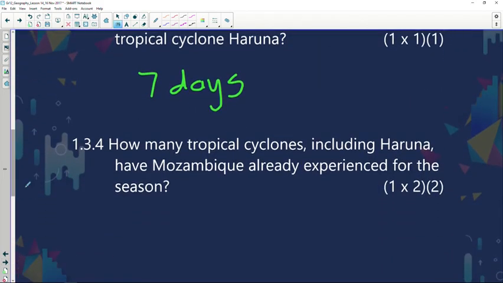How many tropical cyclones, including Aruna, has Mozambique already experienced for the season? Now, if you can remember, we name tropical cyclones according to the alphabet. So H is A, B, C, D, E, F, G, H. H was the 8th cyclone for the season. So that means Mozambique has already experienced the 8th tropical cyclone. Beforehand, there were 7 before it.